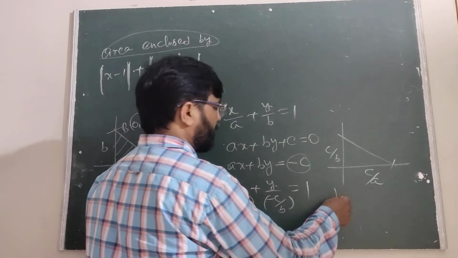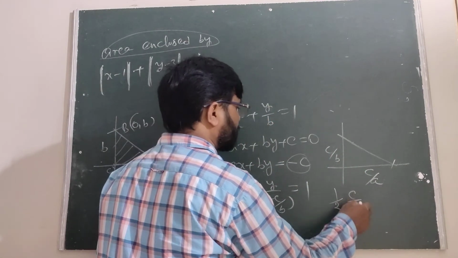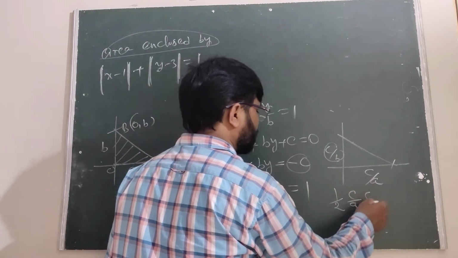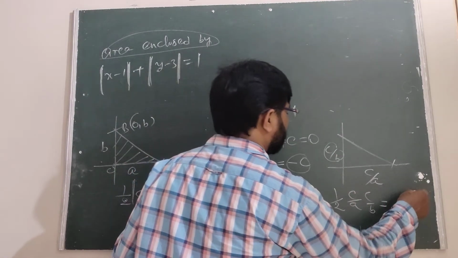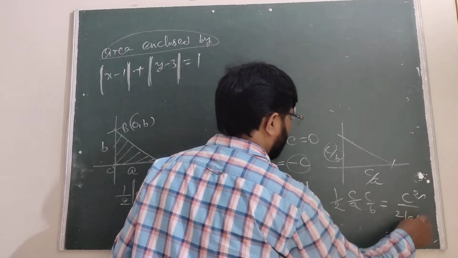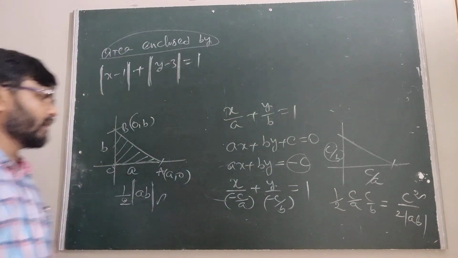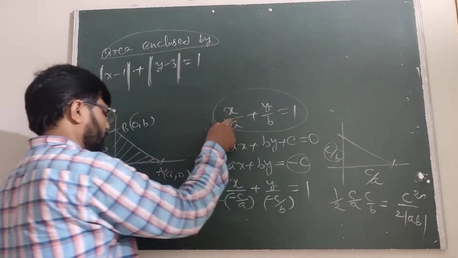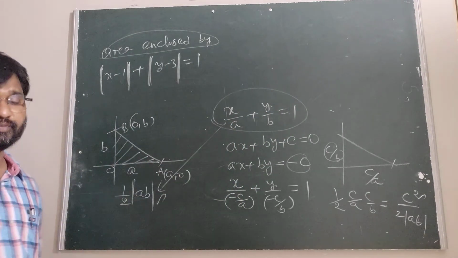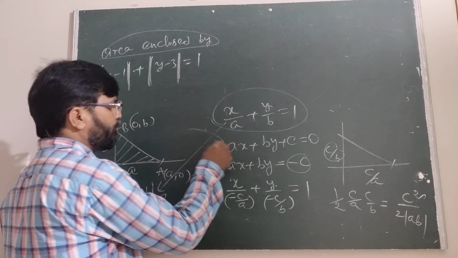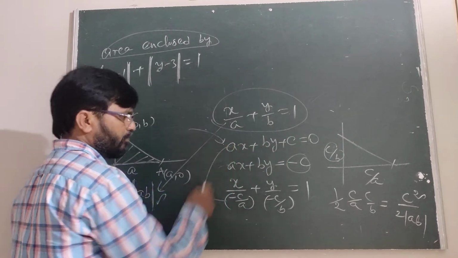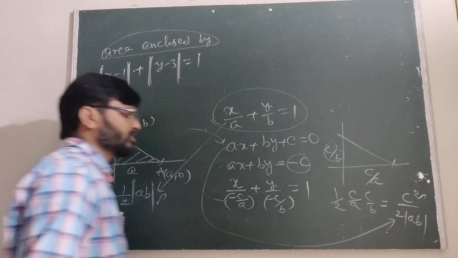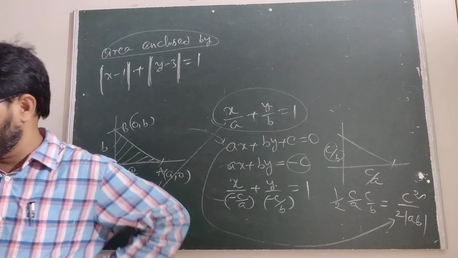The area of the triangle, base into height, is c by a into c by b. Then it is c square by 2 modulus of AB. We can write the area of the line x by a plus y by b equals 1 as half mod AB. If the line is in the form of ax plus by plus c, then its area is c square by 2 modulus of AB.